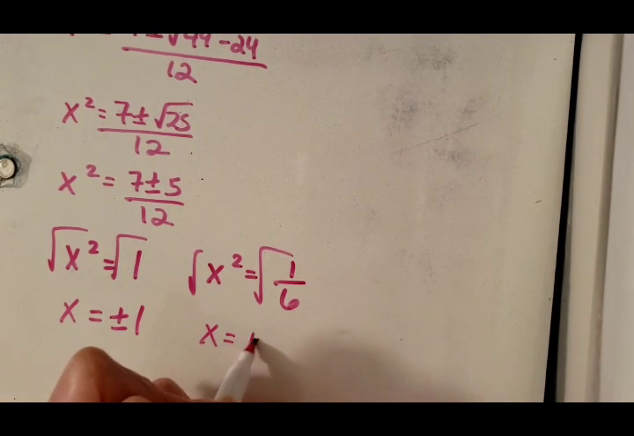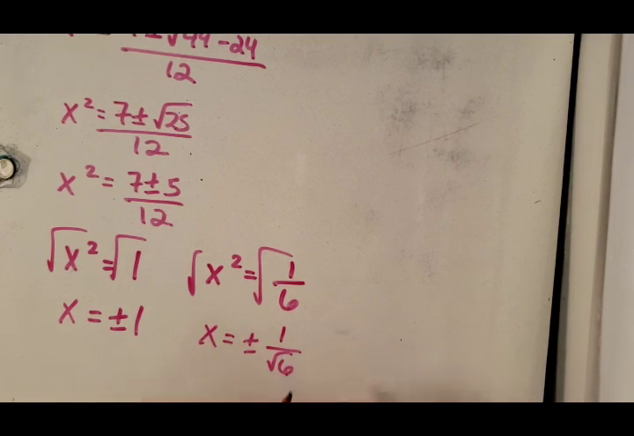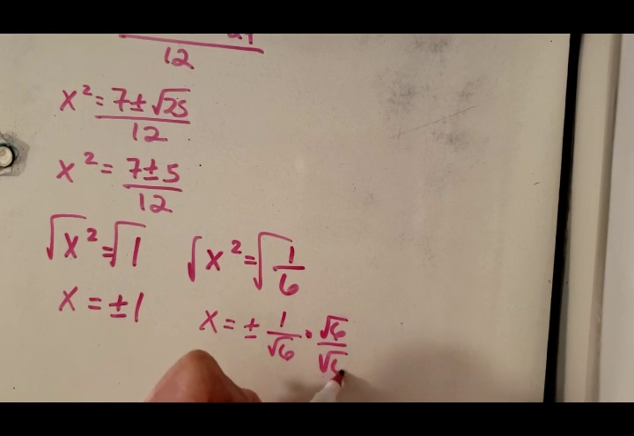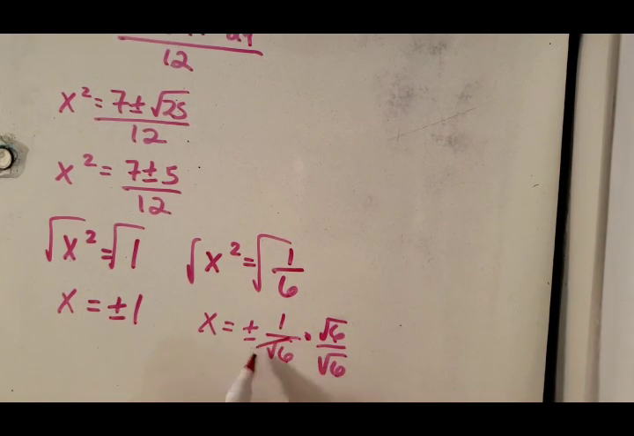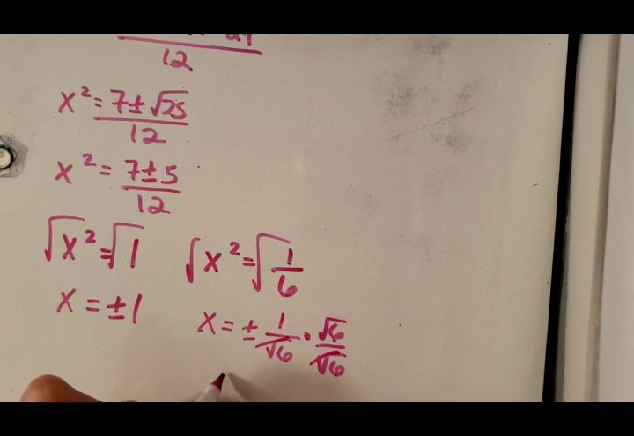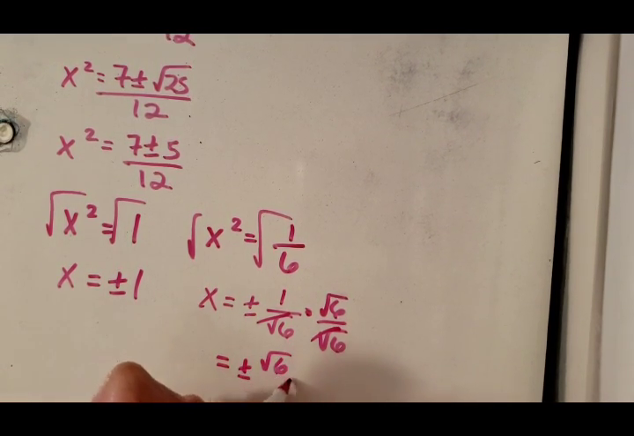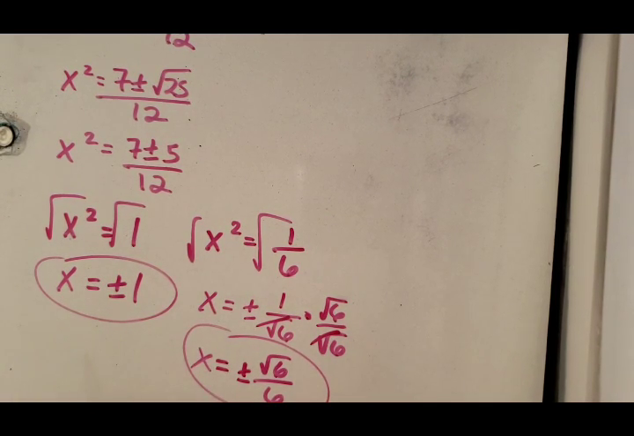And we square root over here, and we say x is equal to plus or minus 1 over the square root of 6, which I've already said you can't have that. So we rationalize the denominator. Just multiply by whatever the root is, so that the roots cancel. And you are left with plus or minus square root of 6 over 6. And there are your two answers.